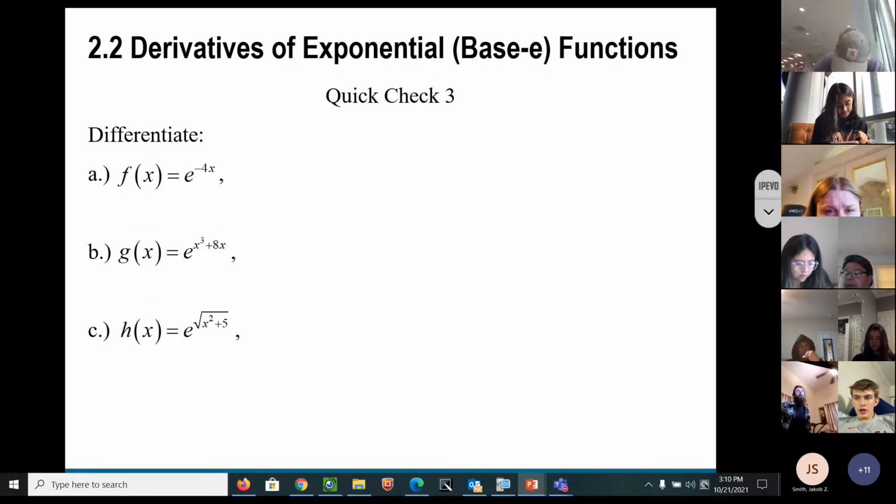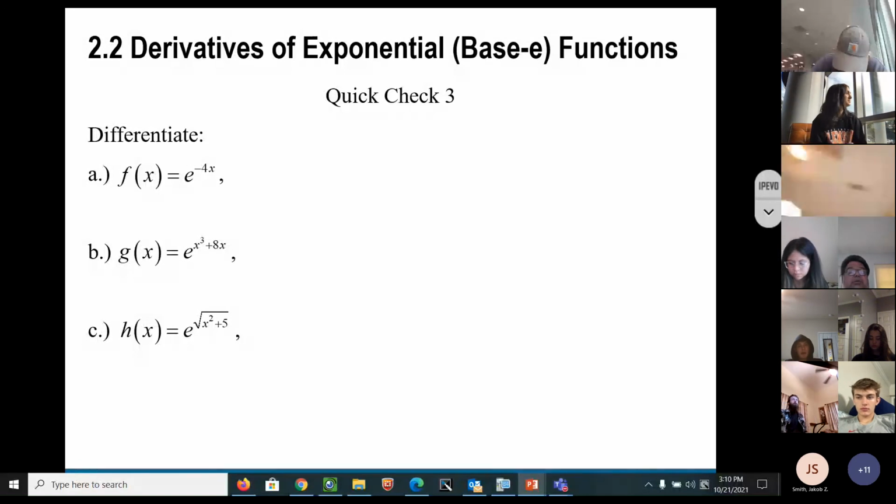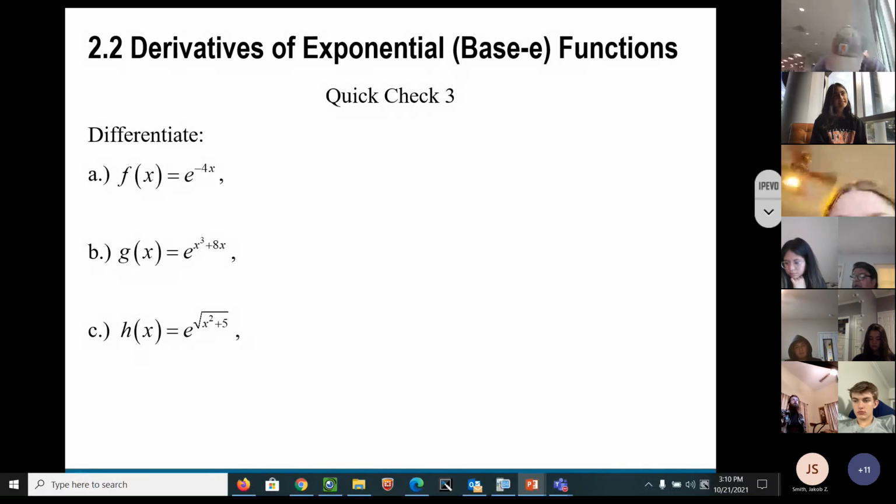So here we go. f of x is equal to e to the negative 4x. f of x is equal to e to the x to the third plus 8x. And f of x is equal to e to the square root of x squared plus 5, or x squared plus 5 to the 1/2 power. All right, now do them. I think you can do all 3 of these.